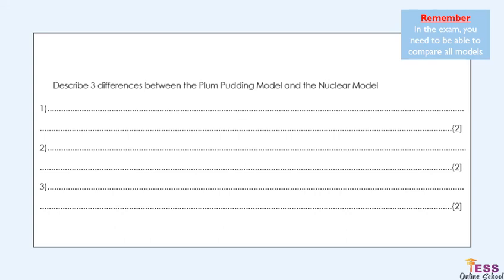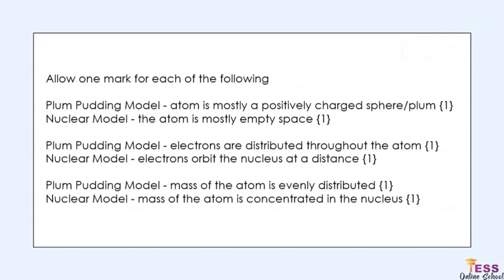Next question. Describe 3 differences between the plum pudding model and the nuclear model. Firstly, remember that in the exam you do need to be able to compare all the different types of models you learn about. Additionally, just because of the wording of the question and as you are listing differences, you need to use comparative language, for example, whereas, or however, or on the other hand, to make your differences very distinct and easy for the examiners to mark. In total, this question is worth 6 marks and you need to make sure to use comparative language and use points that link with each other to attain the 2 marks for each bullet point.